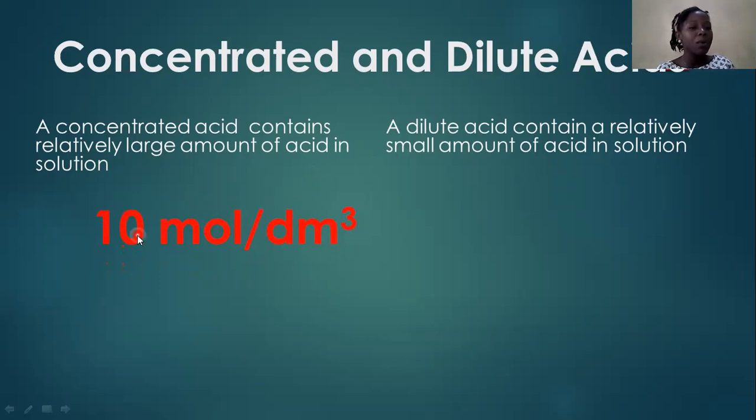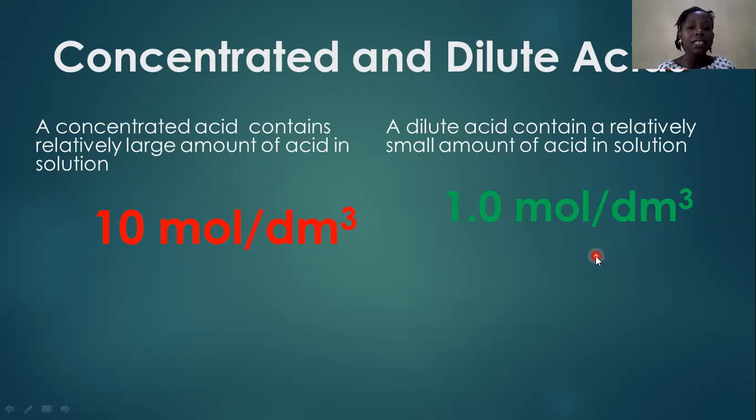So look at this example. I have 10 mole per dm cube. And then look at another example. I have 1.0 mole per dm cube. You agree with me that 1.0 mole is smaller. That means the amount of the acid in this 1 dm cube of solution is small, compared to 10 mole, which is large. 10 mole per 1 dm cube. So we say that 10 mole per 1 dm cube is concentrated, while 1.0 mole per dm cube is dilute.